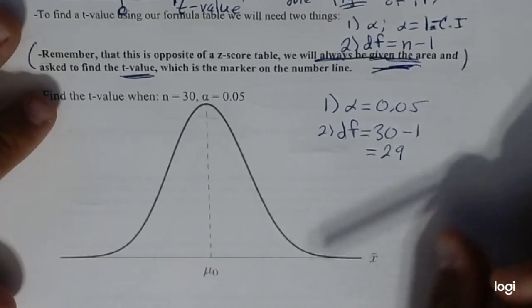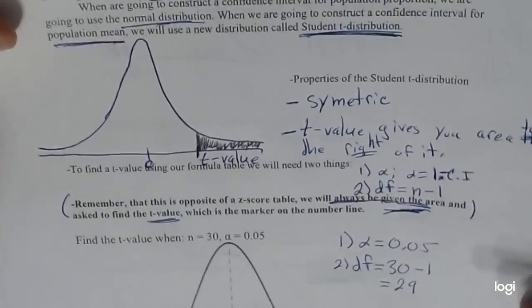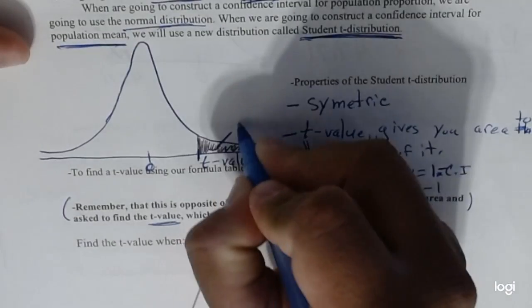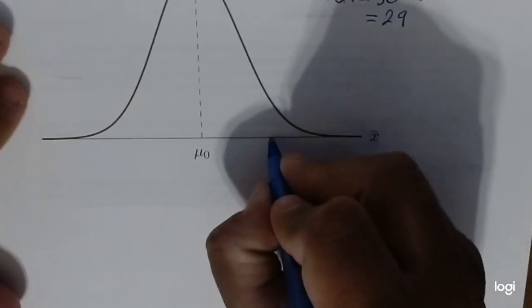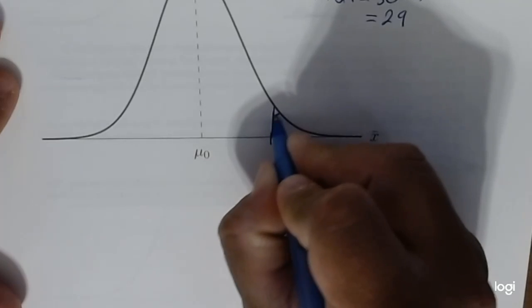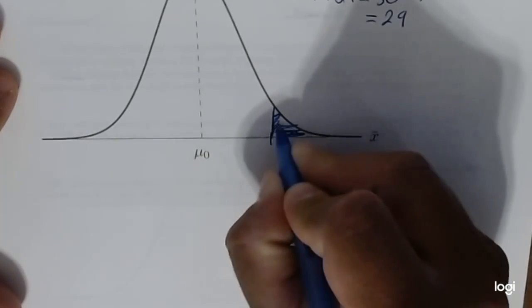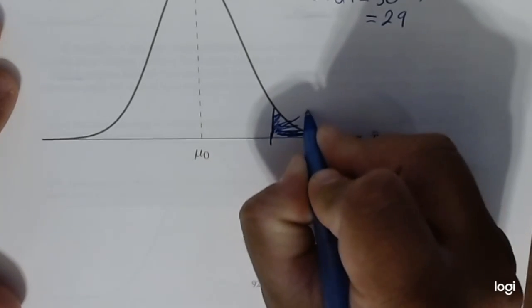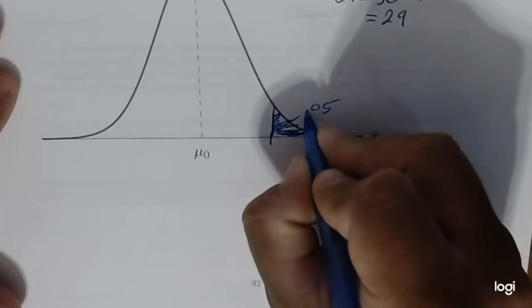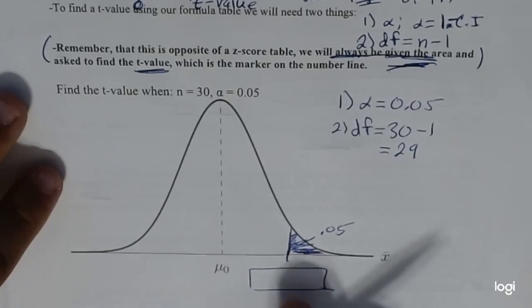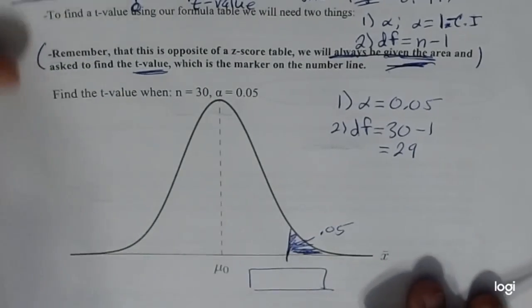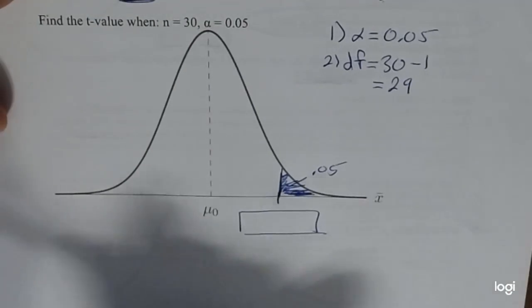Now, if we want to shade this portion, it always goes back over here. Remember, this area is always the alpha given to you in this question. So if I want to shade over here, at some t-value, I know this area is going to be alpha, or in this case, 0.05. And now we want to find the t-value associated with that. Remember, you're always given area, always asked to find the t-value.